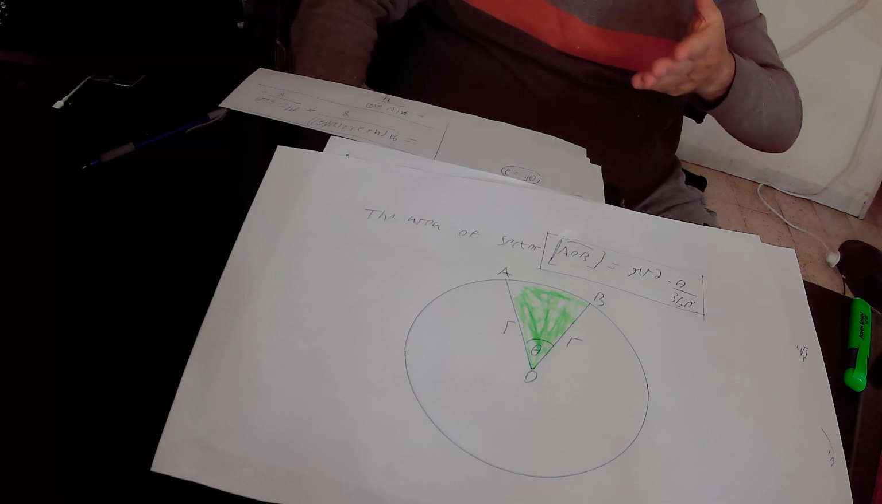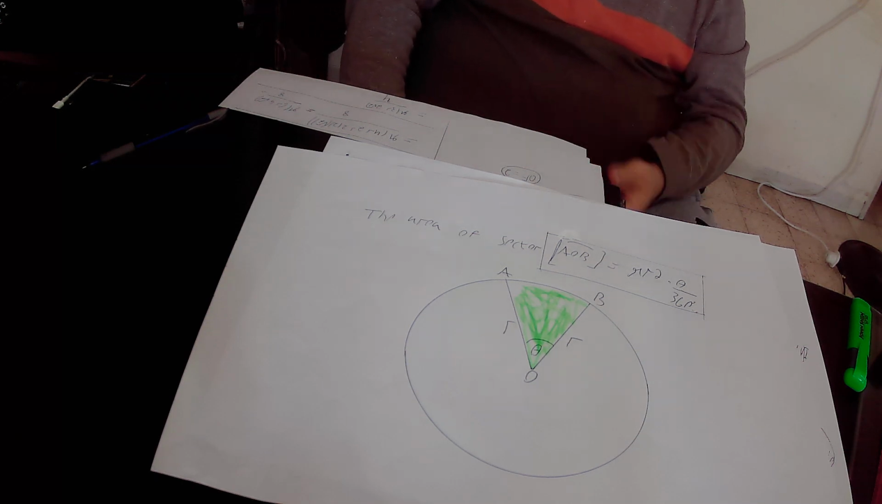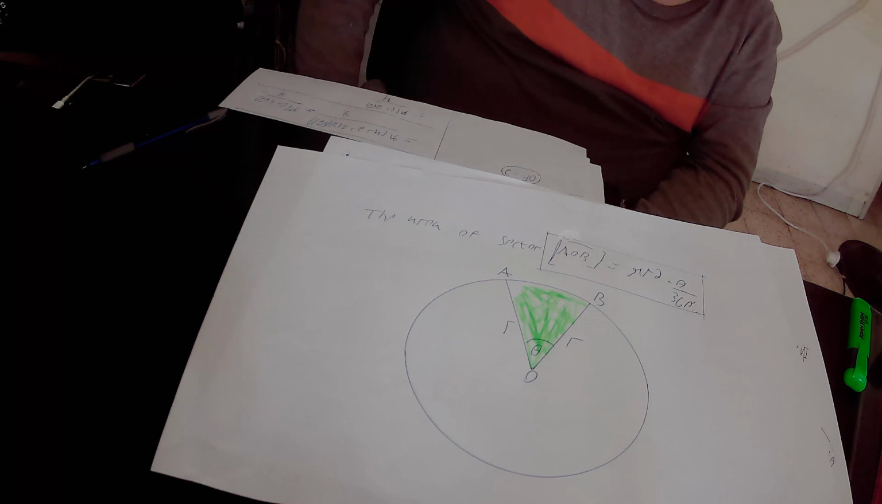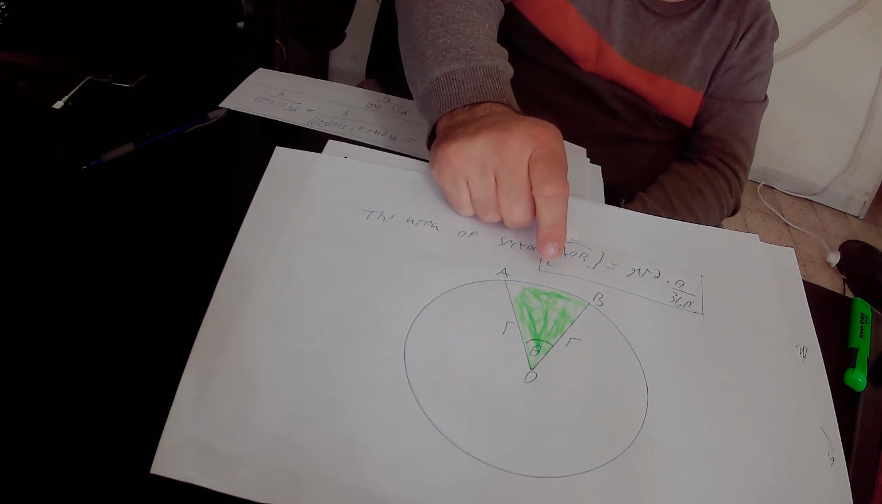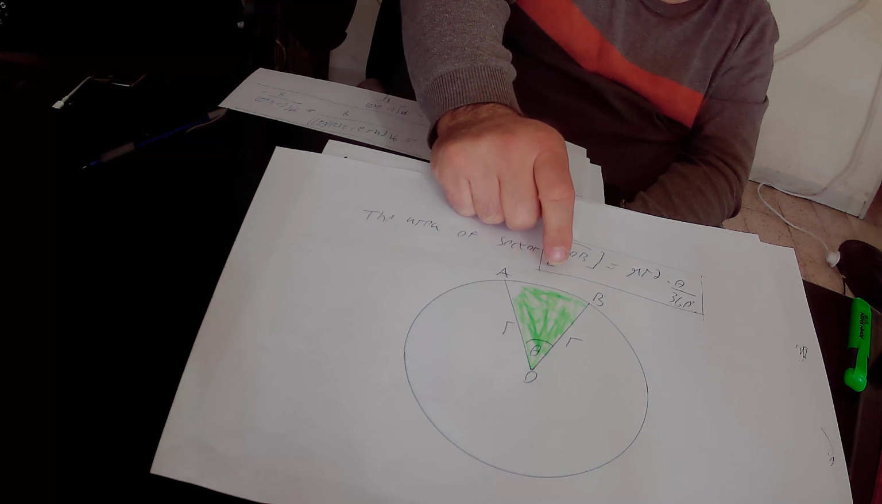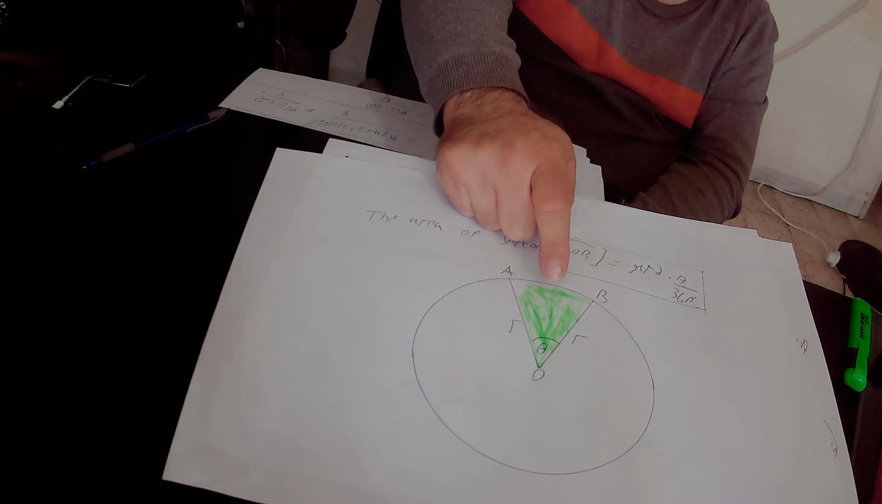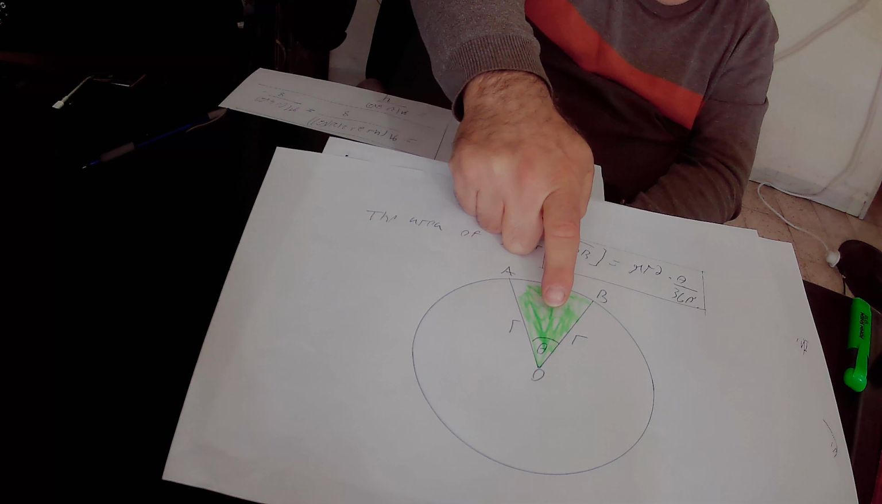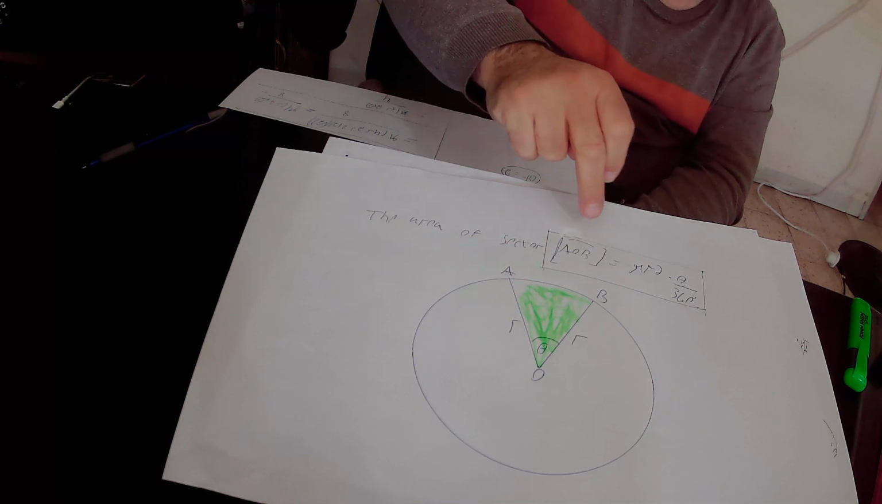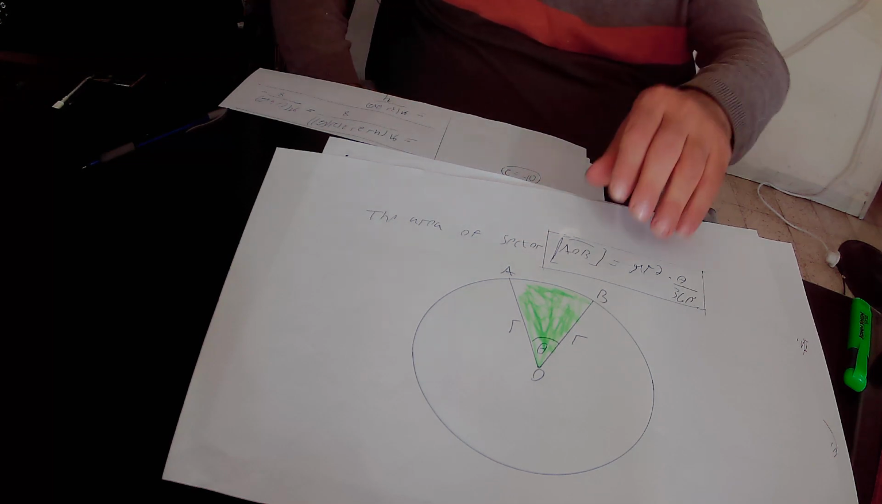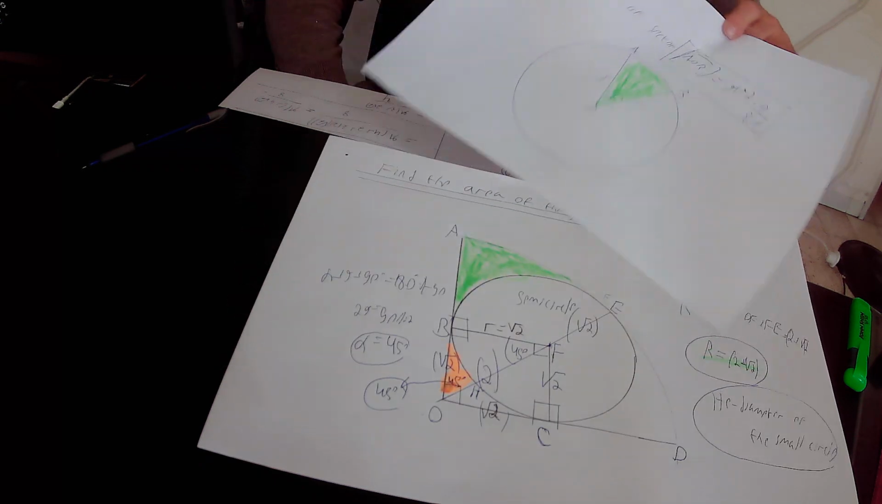So what is the area of this sector, or the area of any sector? The area of any sector equals pi r squared, that is the area of the circle that contains the sector, times theta over 360 degrees, where theta is the angle between the legs of this sector. So in total, the area of this sector AOB equals pi r squared times theta over 360 degrees. Okay.